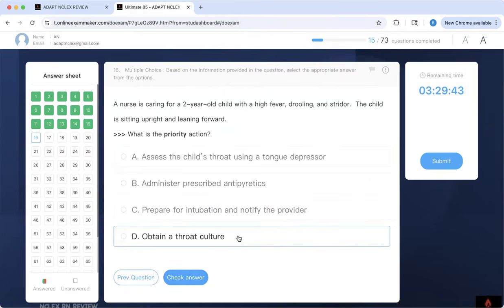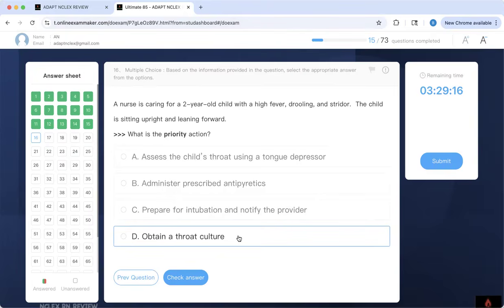The nurse is caring for a 2-year-old child with what? High fever, drooling, and stridor. A 2-year-old, all these things. Fever, drooling, and stridor. That means airway problem. The child is sitting upright and leaning forward. That is tripod position. If you combine these together, you have a tripod position patient, and then you have a fever, drooling, and stridor. What do you think? What is your priority?